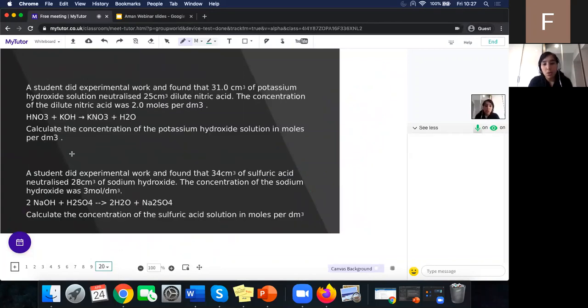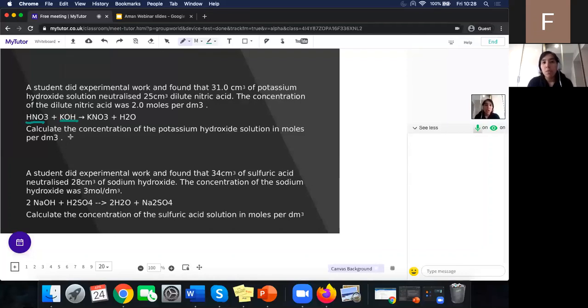So slightly harder ones then. So now we're using balanced equations to incorporate that. So remember, we've been looking at moles before with masses. And now we're looking at the same thing with concentrations and moles, but it's like a titration question, which we'll be doing next week, but it's not quite a titration question. So a student did experimental work and found that 31 centimeters cubed of potassium hydroxide solution neutralized 25 centimeters cubed of dilute nitric acid. The concentration of the dilute nitric acid was 2 moles per decimeter cubed. Calculate the concentration of the potassium hydroxide solution.